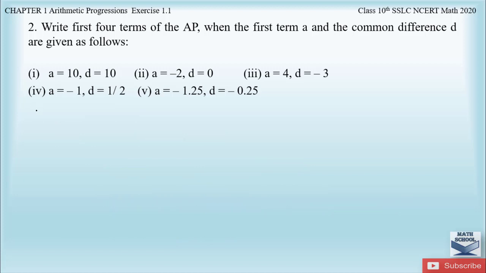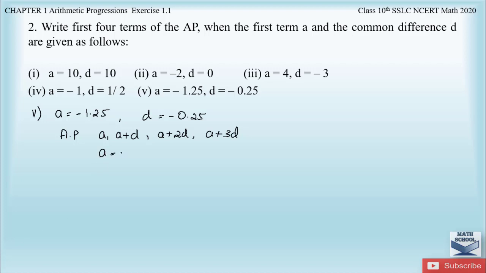Now let us solve the fifth part of the question, where a value given is minus 1.25 and the d value given is minus 0.25. So let us write down first the general form of AP is a comma a plus d, a plus 2d and a plus 3d. We have to determine the first 4 terms of the AP given the common difference and the first term. So the first term a value is minus 1.25.